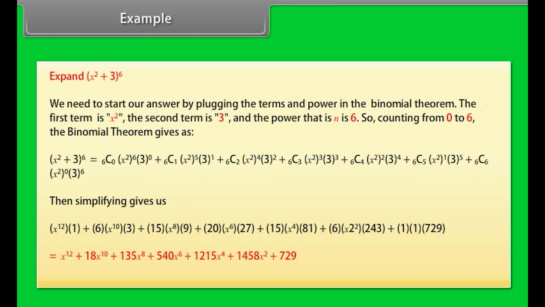x^12 plus 18 x^10 plus 135 x^8 plus 540 x^6 plus 1215 x^4 plus 1458 x^2 plus 729.